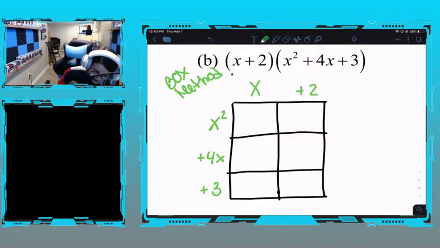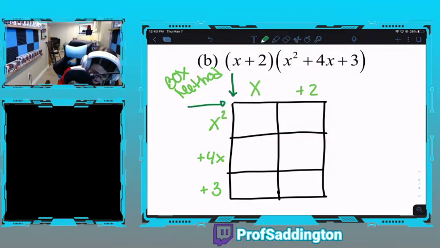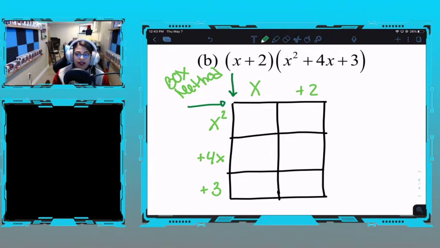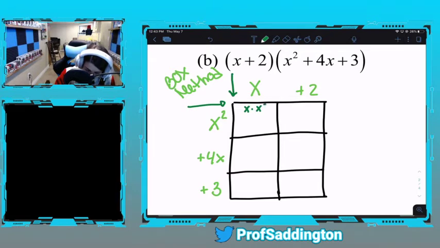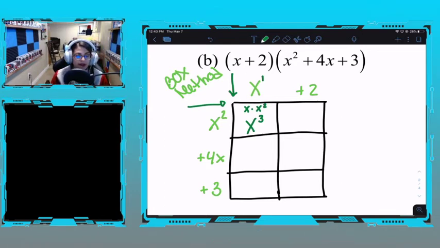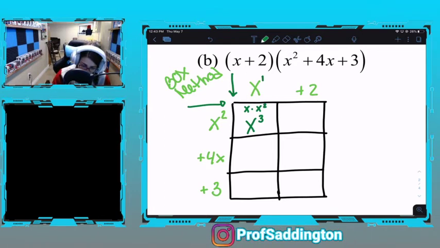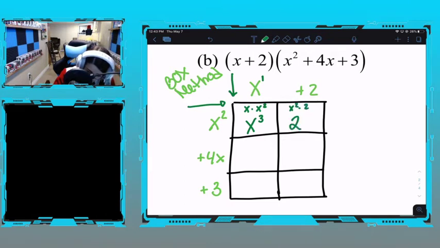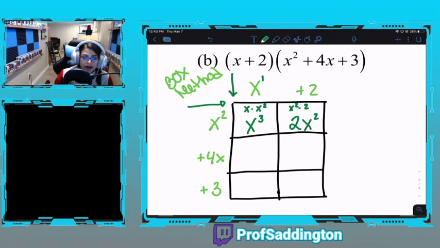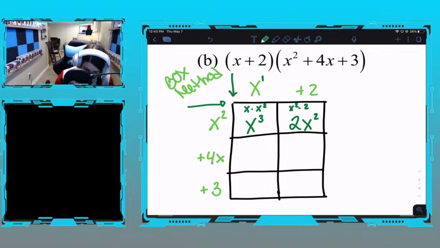So remember, we go down and over. Down and over. So my first box, I get x times x squared. Well, that's going to give us x cubed. Remember, there's always a little 1 right there. We don't usually write it because we're lazy. That's okay. The box to the right, we have x squared times 2, which is going to give me 2x squared. Let's go down to the second row.